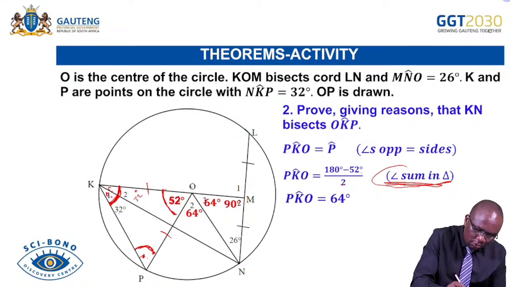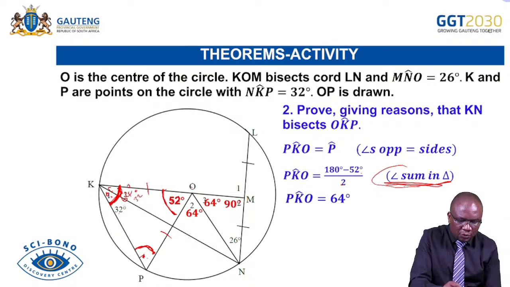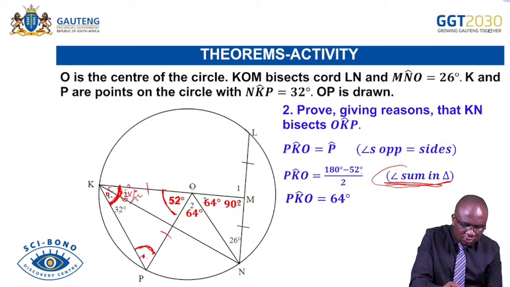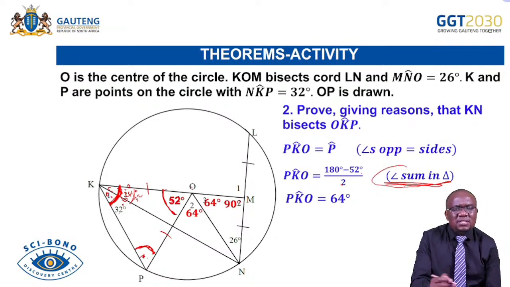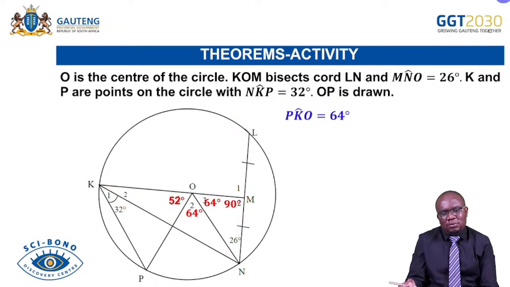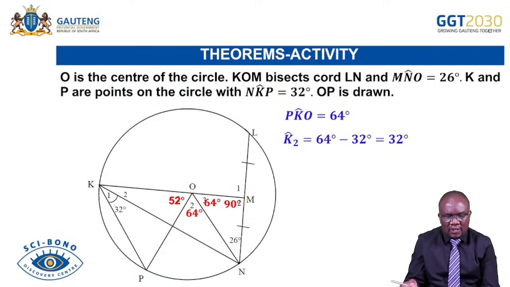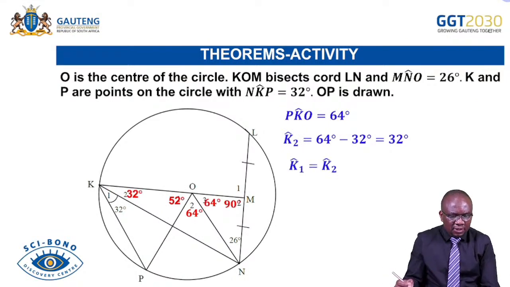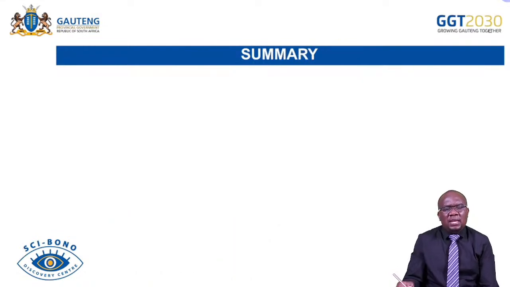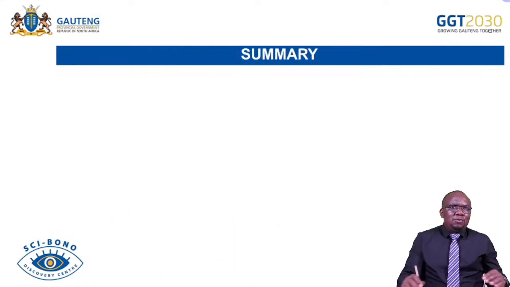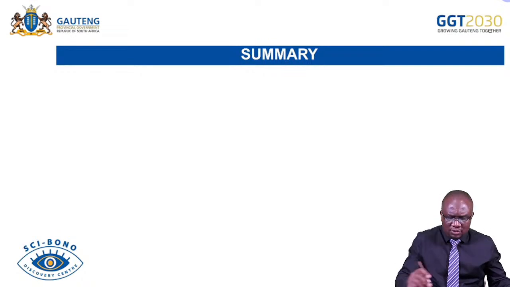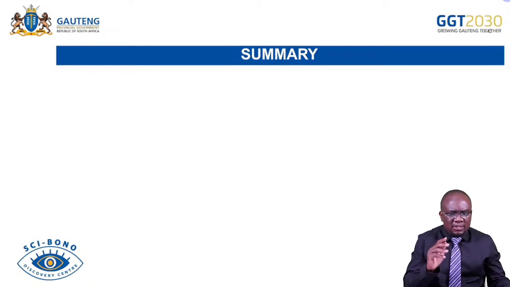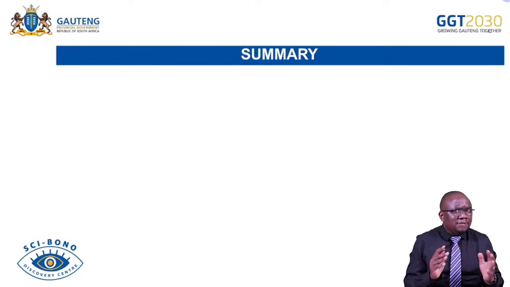Now this whole angle is 64 degrees. And then to get K2, you say 64 minus 32, which is 32 degrees. We've proved that K2 is actually 32 degrees. So this line KN bisects the angle OKP, or PKO. Right. I really hope that you learned something great, but I want to give you just 1 minute to try and digest what we have been talking about. Then after that, we summarize.